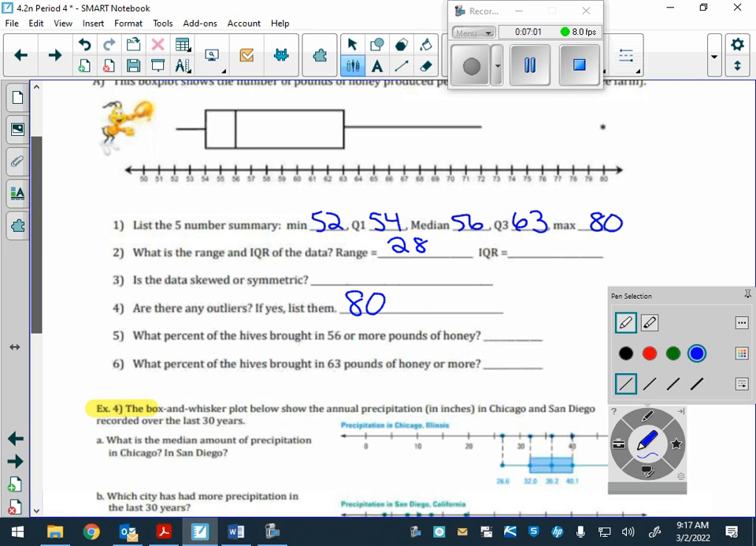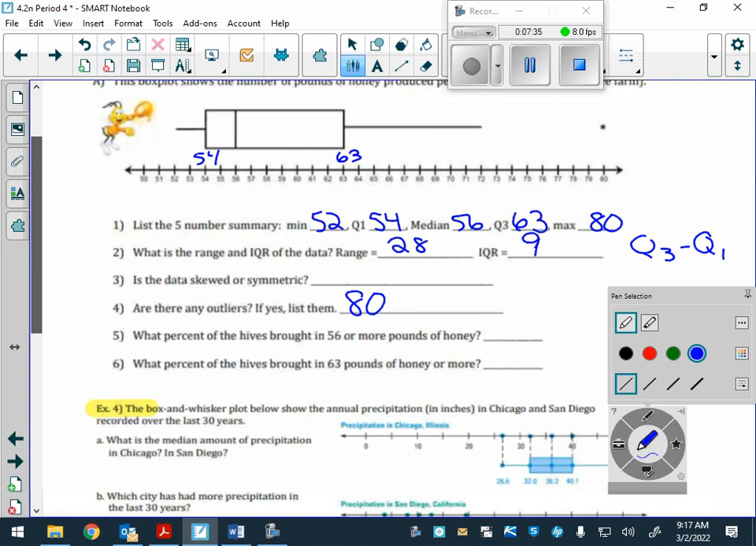Okay. And the interquartile range would be what? Kate? A little too much. How do we find the interquartile range? Eleanor? Good. So we take quartile 3 minus quartile 1. So quartile 3 is 63, and quartile 1 is 54. So 63 minus 54 is 9.